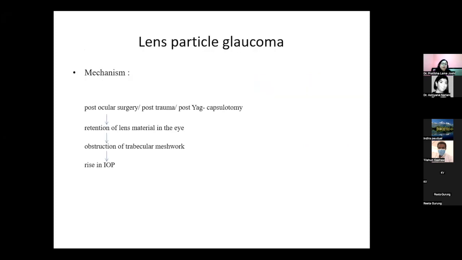Lens particle glaucoma. Mechanism: after some ocular surgery or post trauma, or even after YAG capsulotomy, there will be retention of the lens material in the eye. These materials can obstruct the trabecular meshwork and give rise to raised intraocular pressure.